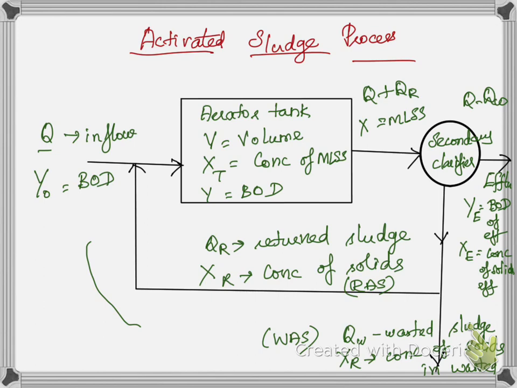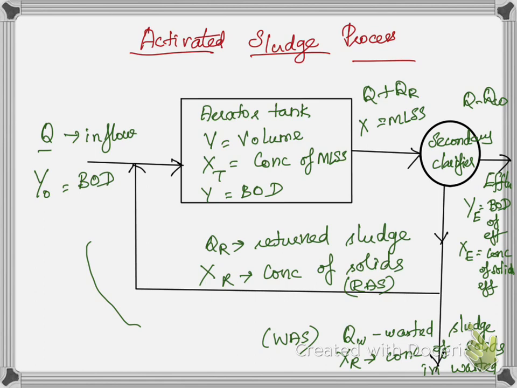Suspended growth means biomass will be mixed with the sewage, and it can be operated in a very small space. So this activated sludge process is going to be a suspended growth, where your biomass is mixed with the sewage and it is acting on it.